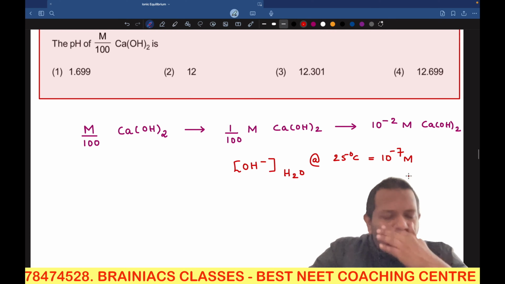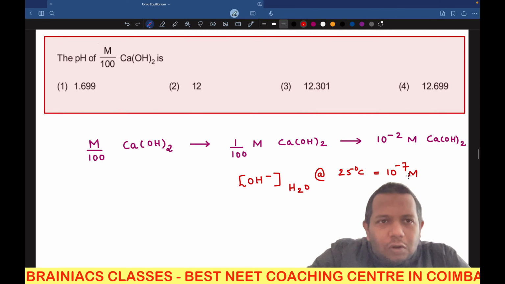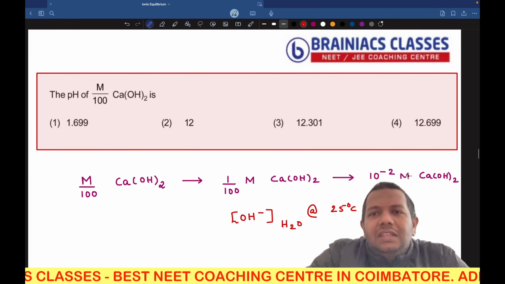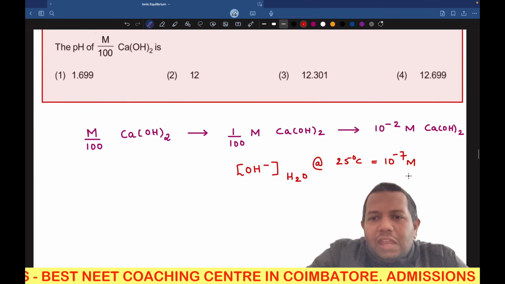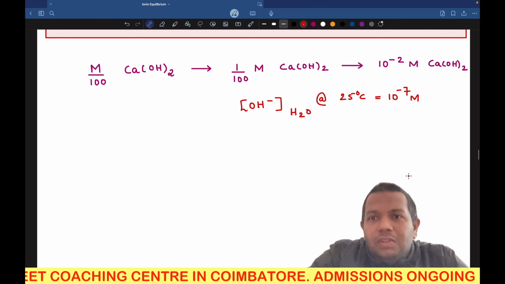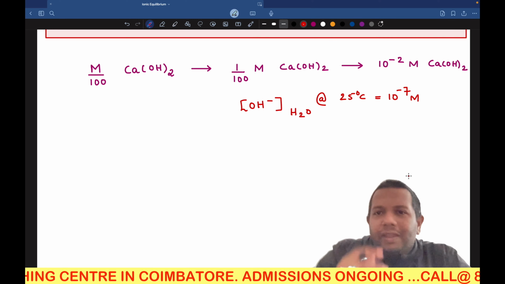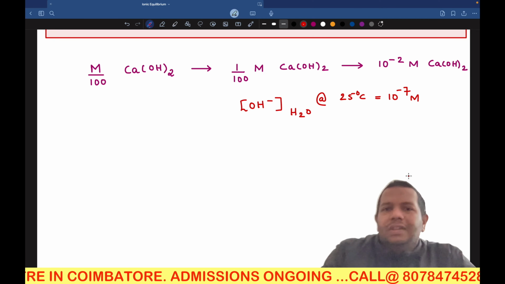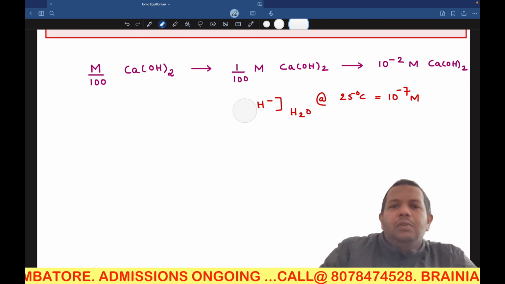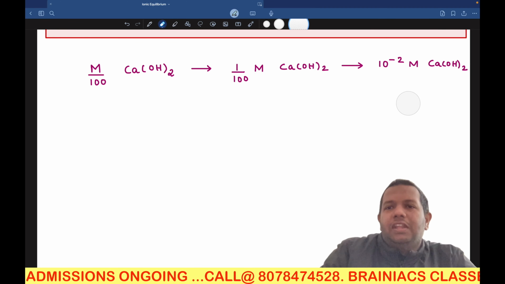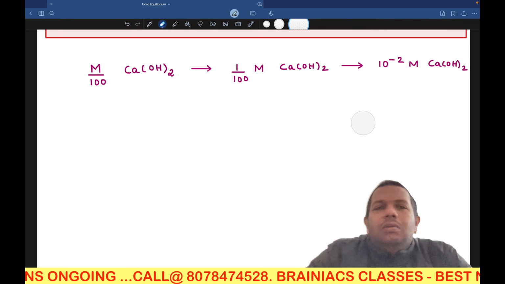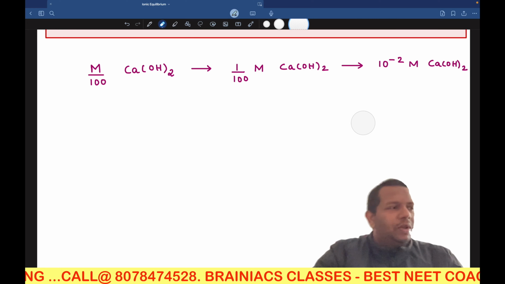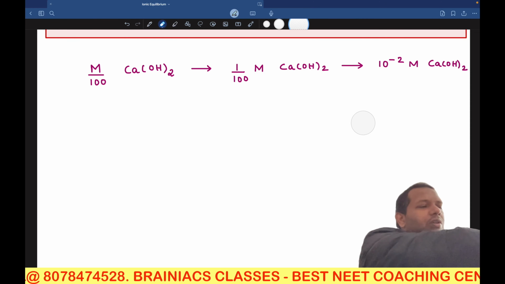Why? As you told, 2 points. One is the temperature is not mentioned here, and the other thing is this 10 power minus 7 molar value is very less compared to 10 power minus 2 molar. Okay. Yeah, I hope now you got a clear idea why I am ignoring water here. So I am rubbing out water. Now let's calculate the pOH value. Okay, so you know the concentration.